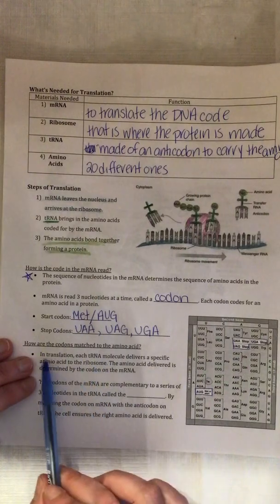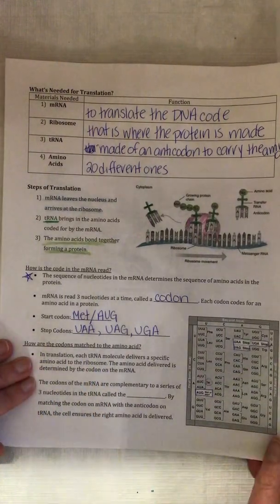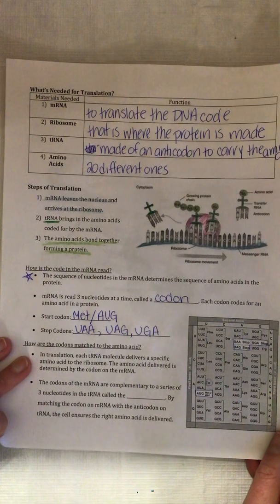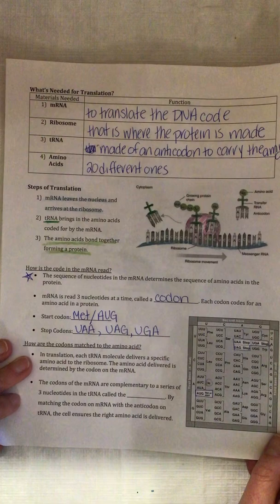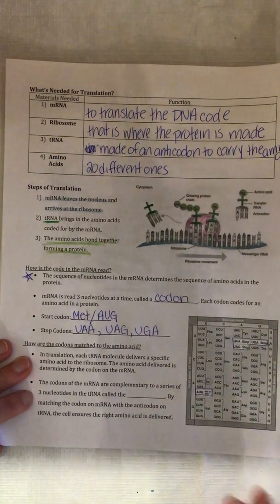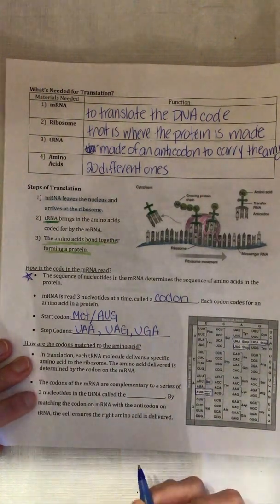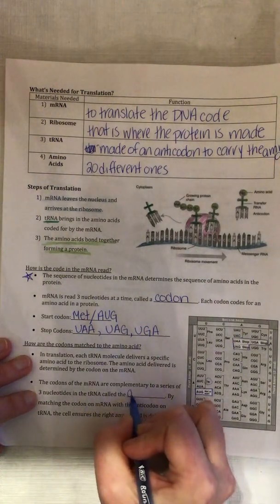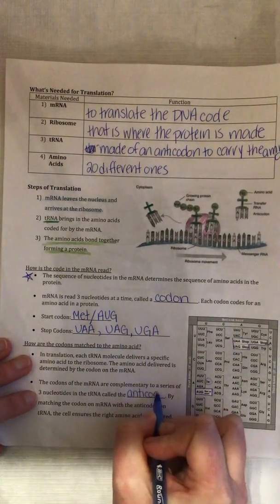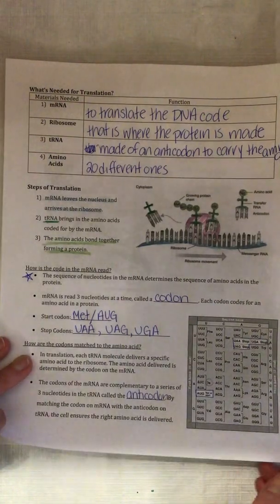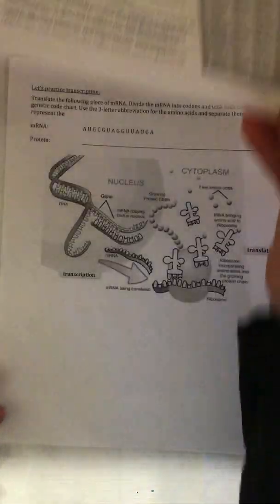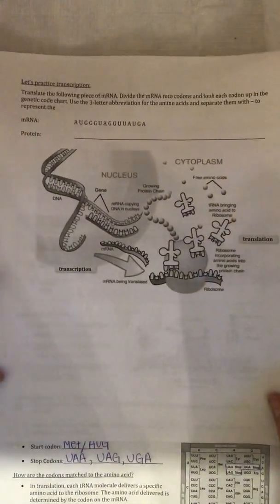So how are codons matched to the amino acid? In translation, each tRNA molecule delivers a specific amino acid to the ribosome. The amino acid delivered is determined by the codon on the mRNA. The codons on the mRNA are complementary to a series of 3 nucleotides on the tRNA called the anticodon. By matching the codon on the mRNA with the anticodon on the tRNA, the cell ensures that the right amino acid is delivered. So we're going to actually need this page to practice. So I'm going to just tuck it under the bottom here.